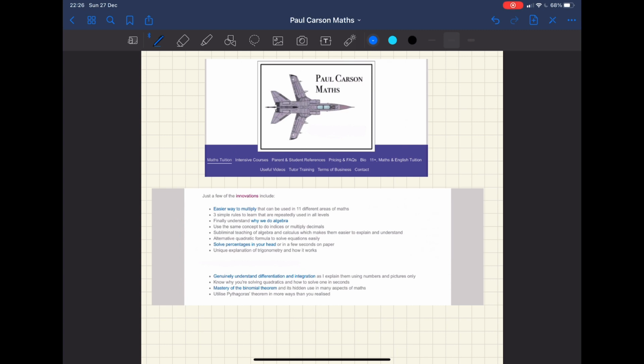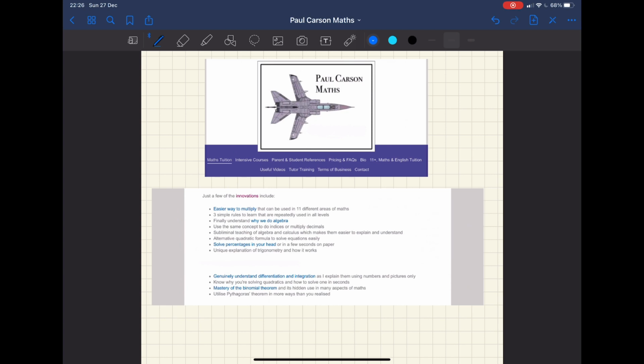Solve percentages in your head or in a few seconds on paper. So this is something like finding 41% of 32. So normally at school they'll do 10% is this and 1% is this, and then we'll try and find 41% by combining them. I'll show you how to do all that in 5 seconds.